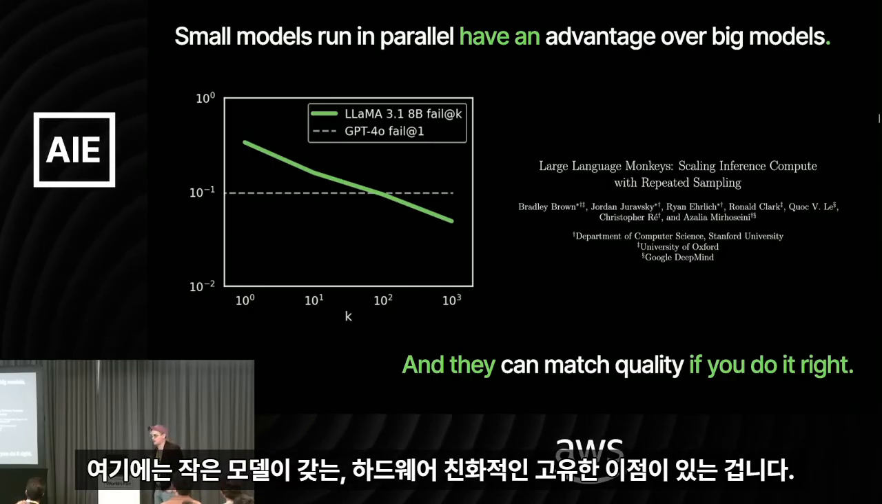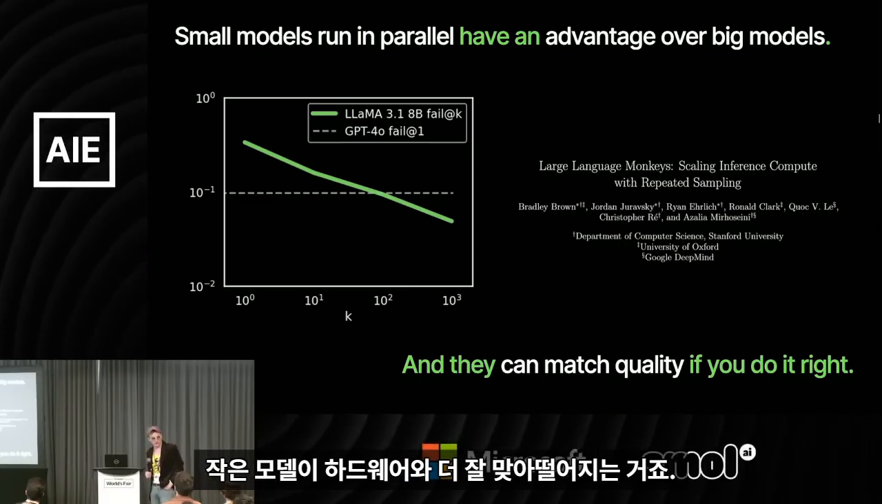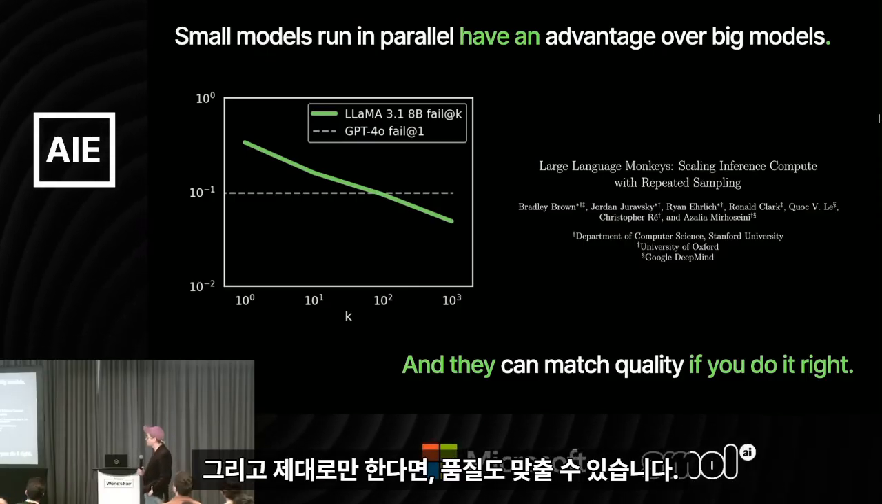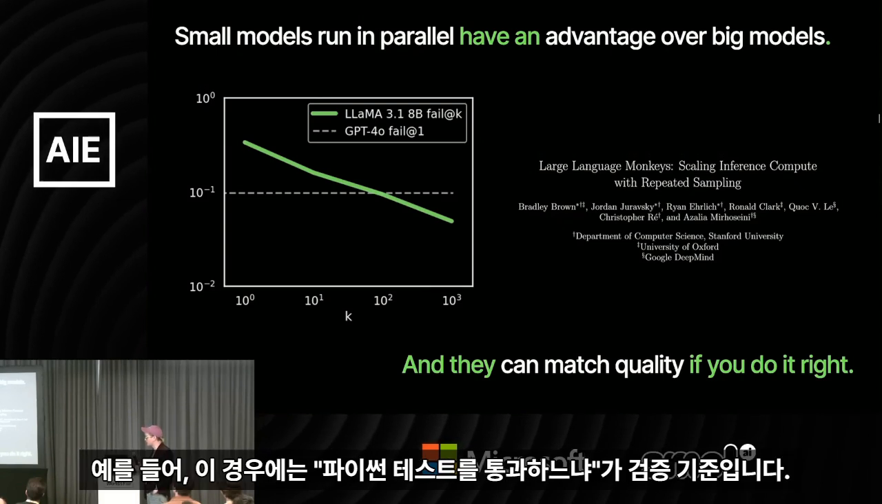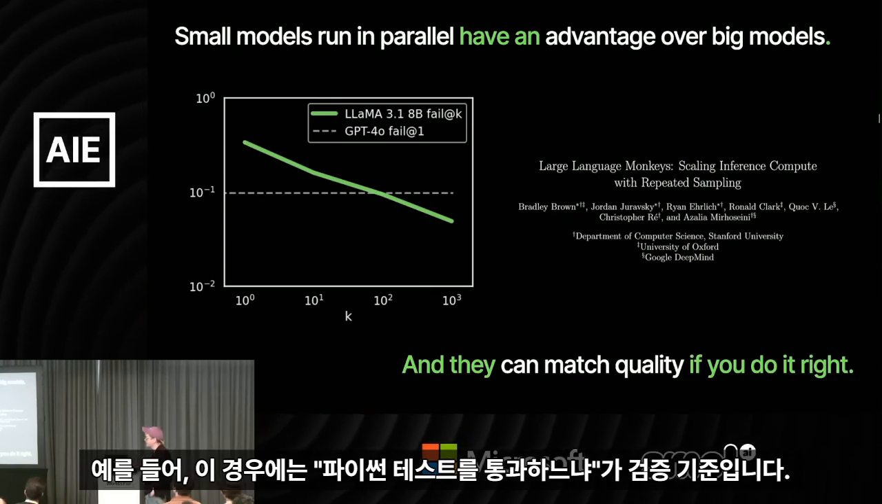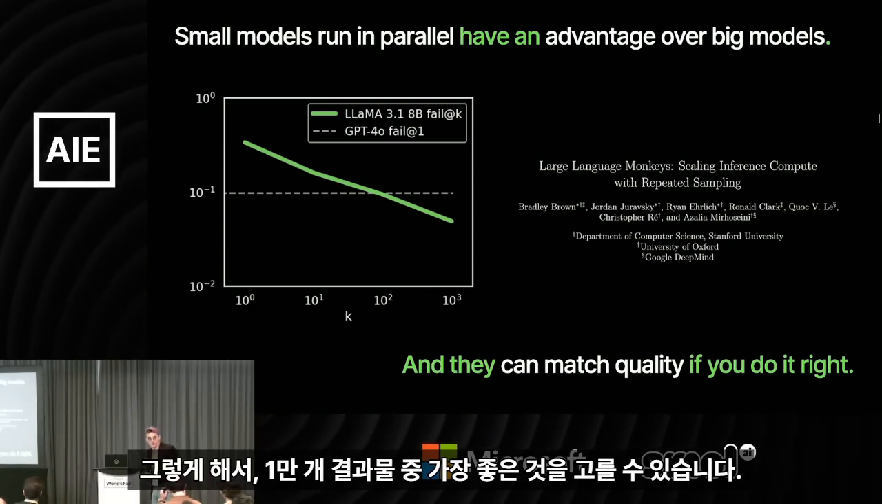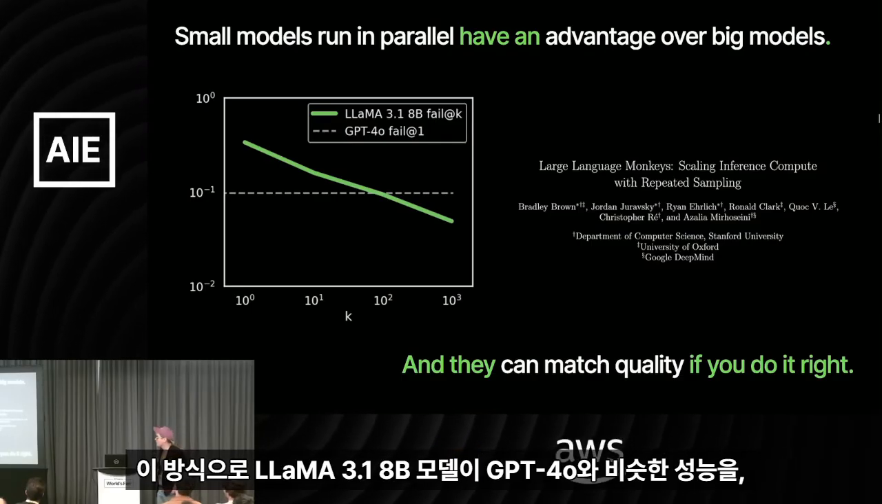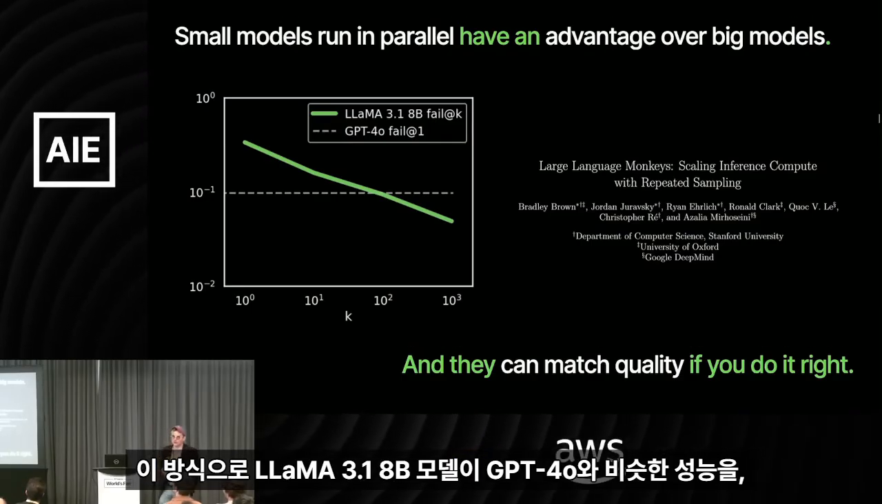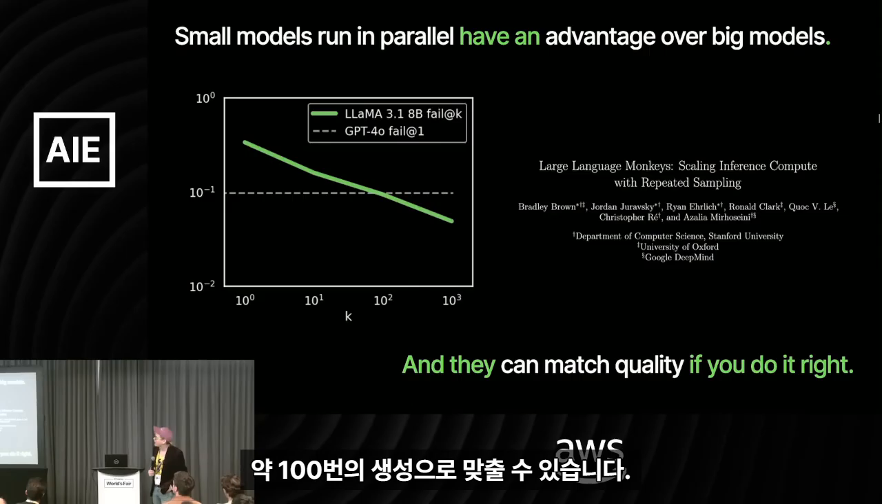So there's kind of an inherent advantage there to small models for being more sympathetic to the hardware. You can actually match quality if you do things right. If you have a good verifier, in this case, does it pass a Python test? That allows you to pick the best one of your 10,000 outcomes. And so you can use Llama 3 8B to match GPT-4o with like 100 generations.